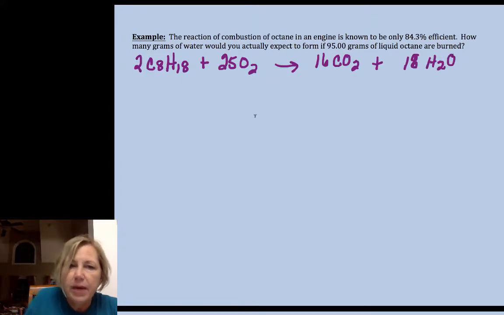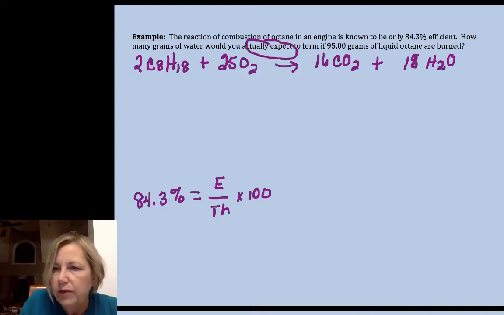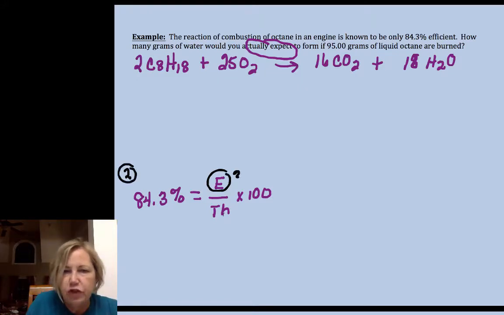Now this time I know my percent efficiency. So I know I have 84.3%, and that's going to equal my experimental over my theoretical times 100. Now, in this case, what would I actually expect to form? What would I get in an experiment? So this is my unknown. So this is going to be my second step because I have two unknowns right now. The theoretical is what I'm going to get from my stoichiometry.